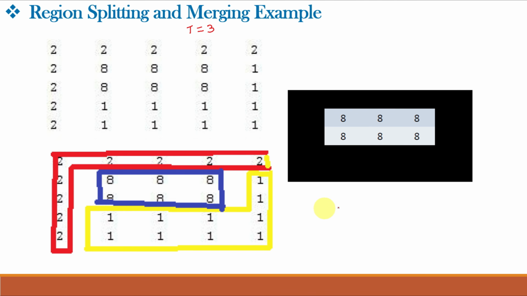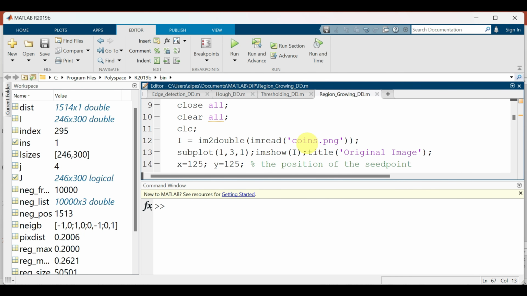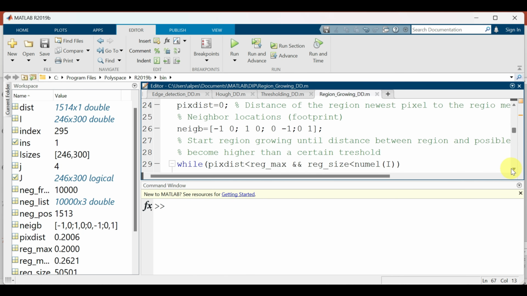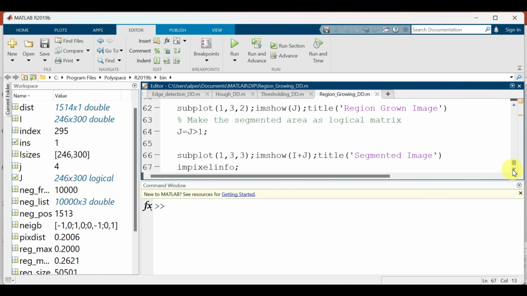Let us implement region growing in MATLAB. So this program shows the MATLAB code for region growing and region based segmentation. We are reading the coins image and specifying the position of the seed point: X is equal to 125 and Y is equal to 125. So the first subplot is our original image, the second subplot is the region grown image, and the final subplot shows our segmented image. Let us run the program and see the output.